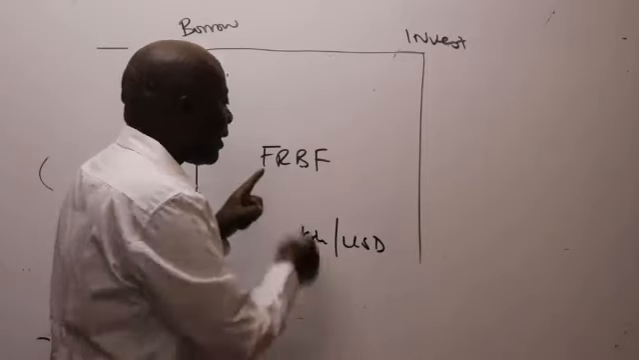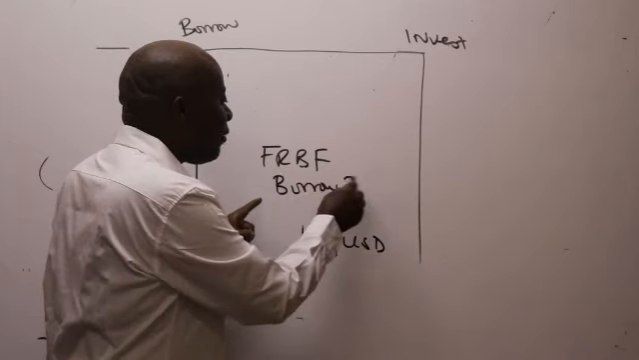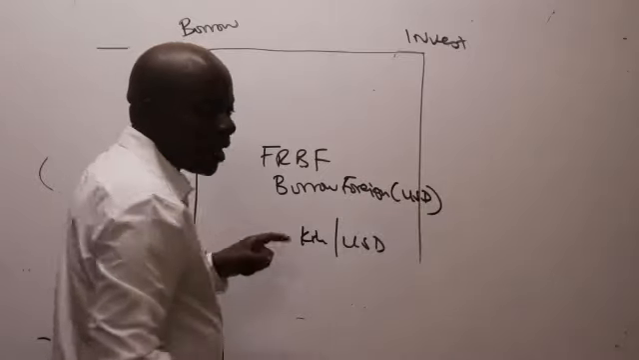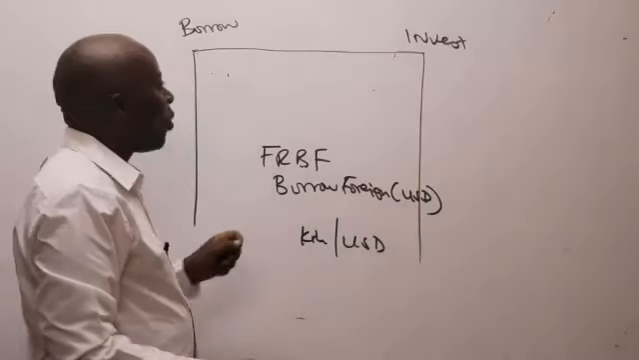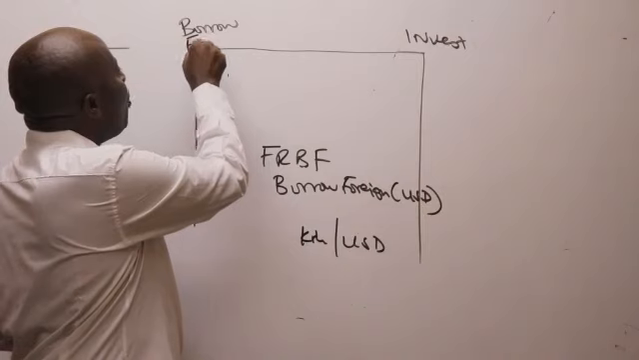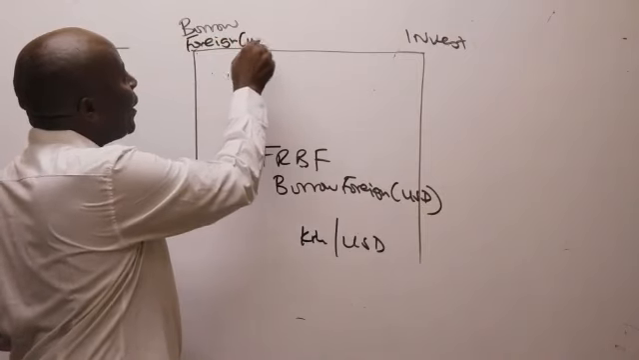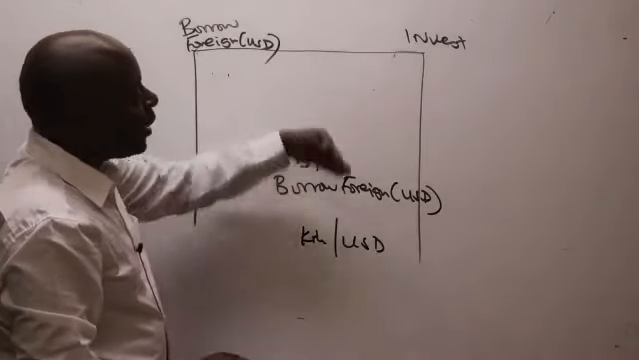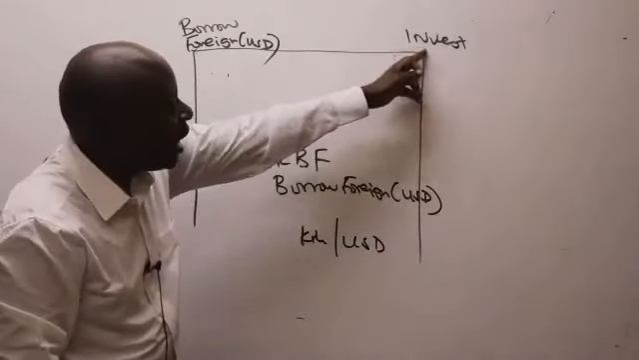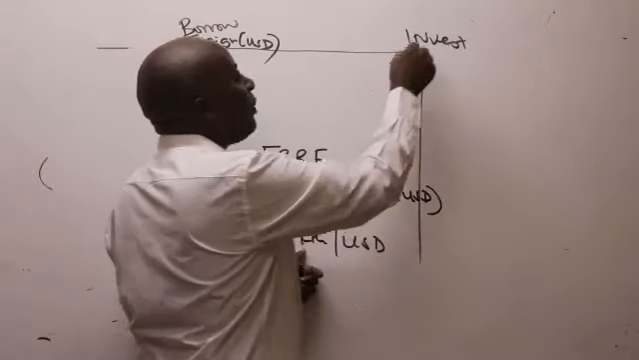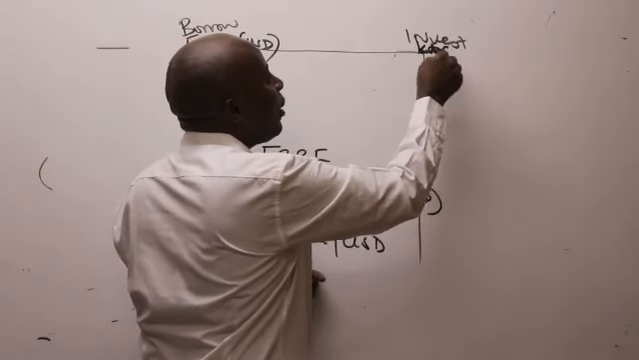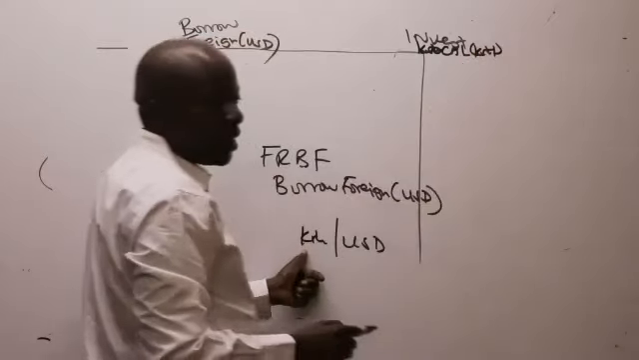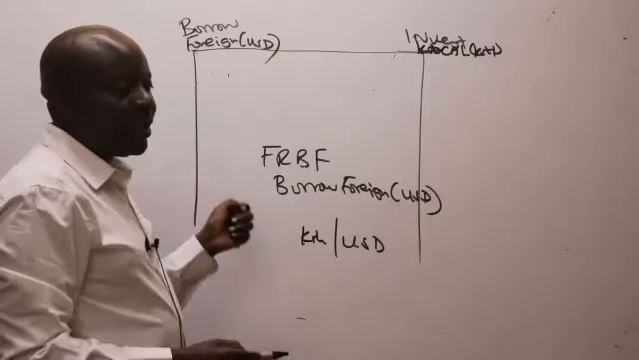So meaning that if I'm going to borrow foreign currency, then I'm going to borrow the US dollar. So in short here, I'm borrowing foreign, and the foreign here is the USD, right? And then on the other foot, because of the two currencies, the other currency automatically comes here. So in this case, I'm investing local, which is the Kenya shilling.